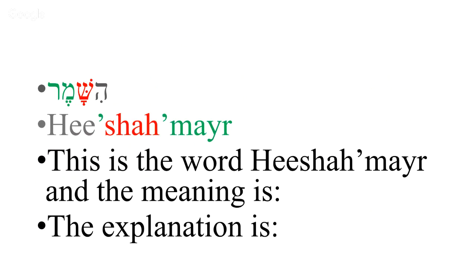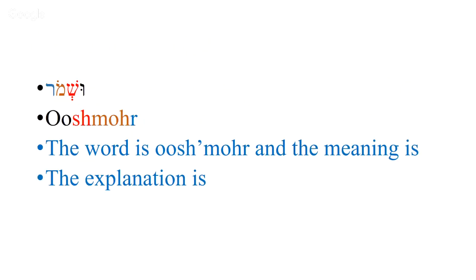Now, let's look at this right here when it says hishamer. You still see after the hey, the shin, the mem, and the resh. And then let's look at this here where it says ushmor. Drop the vav, you still have the shin, the mem, and the resh. The word shamar means to guard, to watch, to keep, or to observe. And when we deal more so with the verbs, we're going to tackle this particular word.